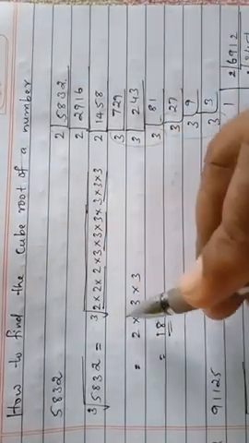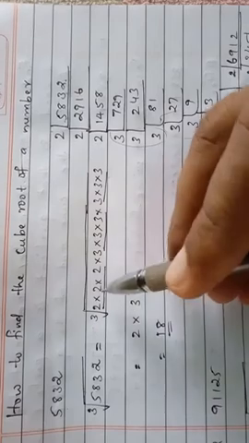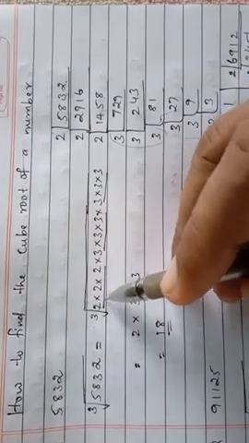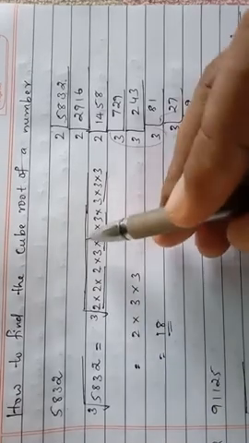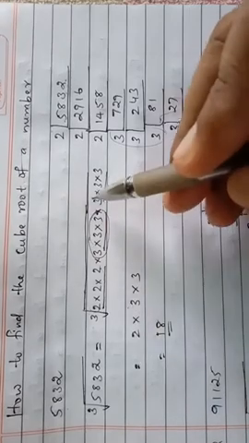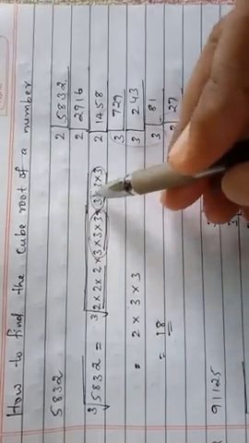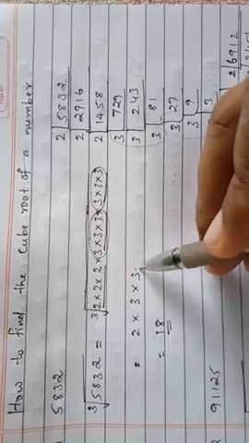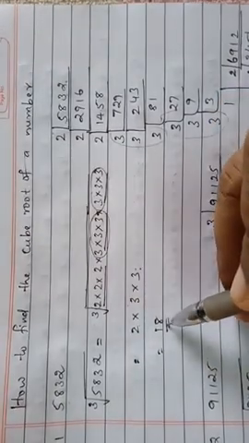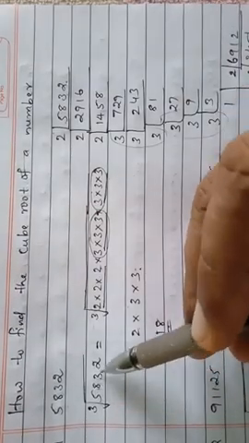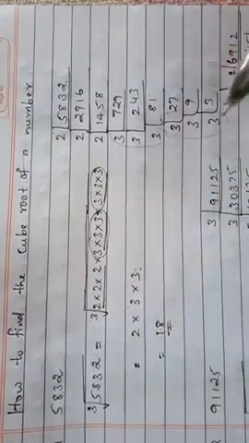Then next step, to find the cube root, from each triplet we have to take one number outside. So from the first triplet we can take 2 outside, from the second triplet we can take 3 outside, then from the last triplet again we can take one more 3 outside. So we will get 2 multiplied by 3 multiplied by 3, which is equal to 18. Hence we can say that the cube root of 5832 is 18.